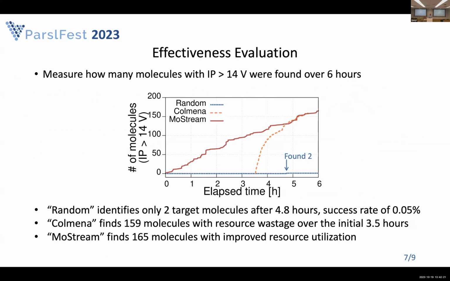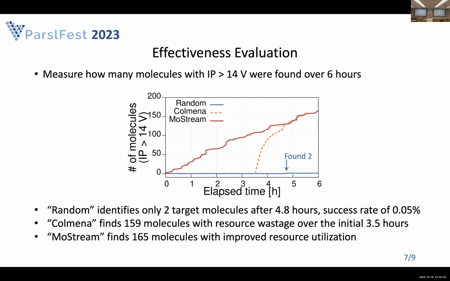Here we evaluate the effectiveness of MoStream by measuring how many molecules with an IP greater than 14 volts were found over 6 hours. This figure summarizes the number of target molecules we find over 6 hours. The random baseline means that we selected the molecules from the whole dataset randomly, and it can only identify 2 target molecules after 4.8 hours.